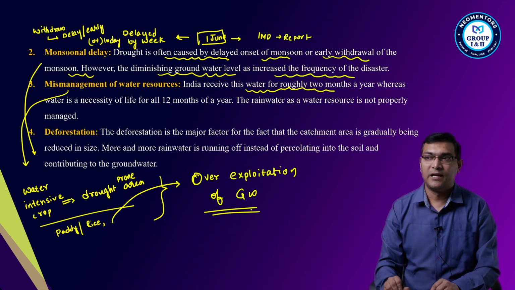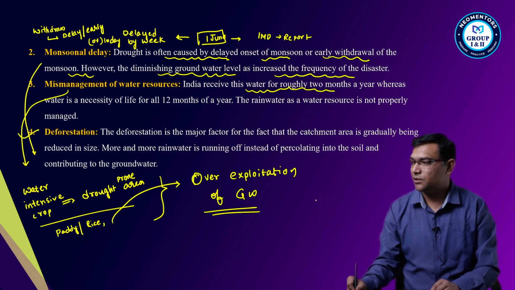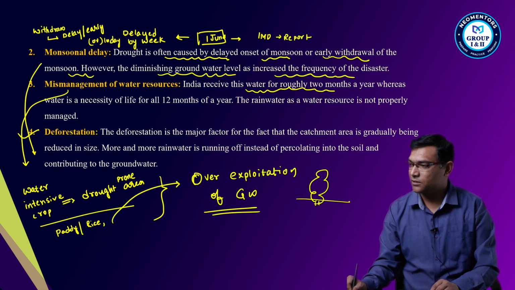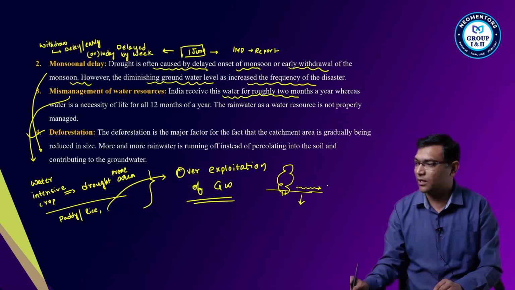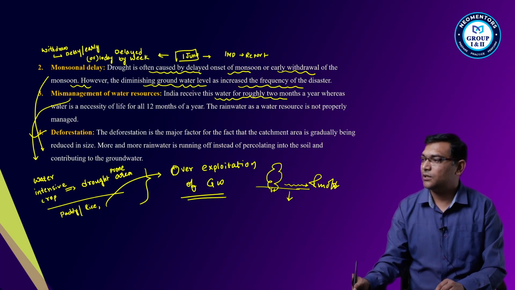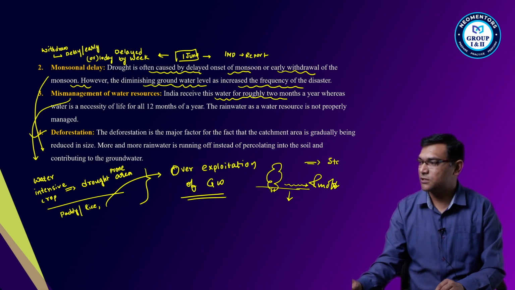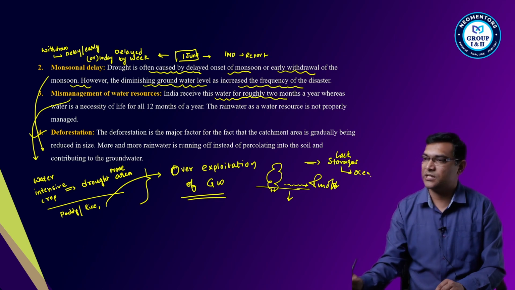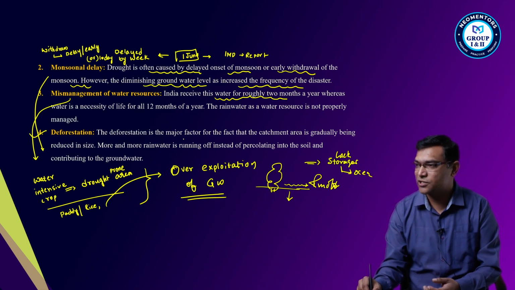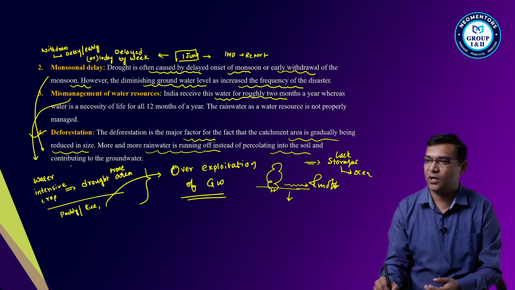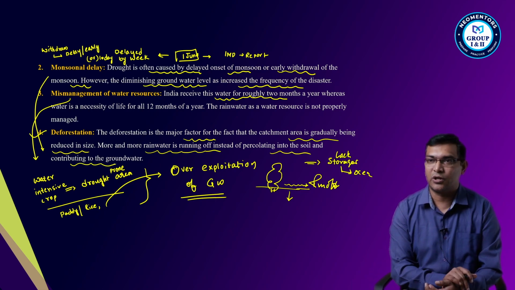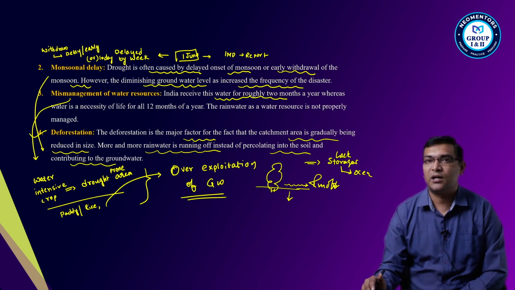Then deforestation. When you deforest, whatever surface water there is runs off without percolating, and if there is a lack of storages, it will merge into the oceans or the seas. Deforestation is a major factor. Catchment area is gradually being reduced in size. More rainwater is running off instead of percolating into the soil and contributing to the groundwater, right? So this is your deforestation.